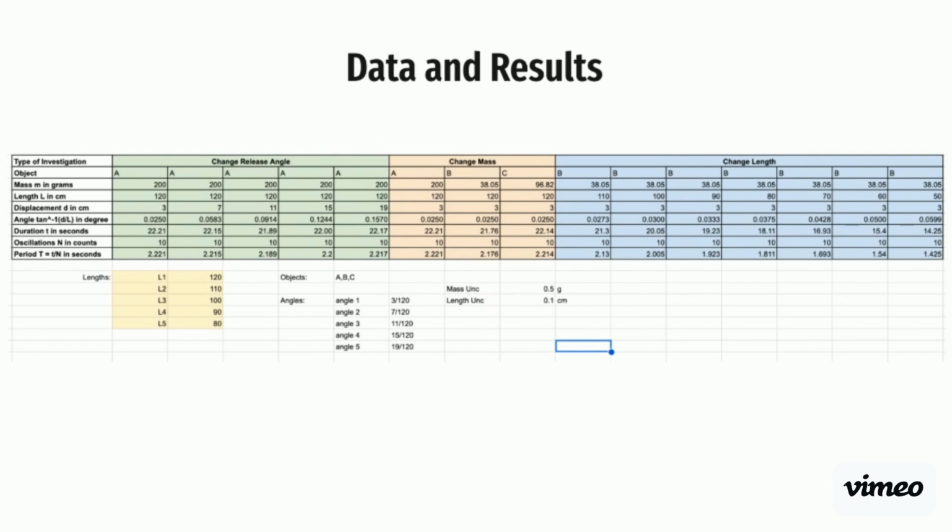And the change in mass is not really there, and we can attribute that difference to error in measuring, so just be sure to measure those uncertainties when you're performing your experiment as well. So my conclusion was that the length of the string was the biggest influence on the period of this pendulum.